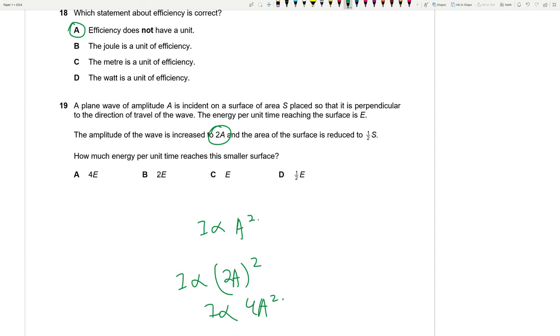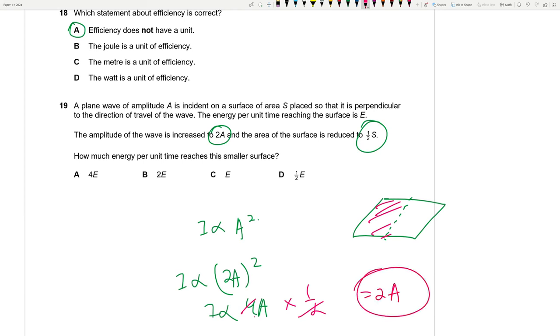Power basically, it's the intensity. So it becomes 4 times due to the increased amplitude, but the area has reduced to half. So even though the intensity has increased by 4 times due to the increased amplitude, due to half the area, we are going to get half of this, because it's proportional to area. So we actually end up with 2E basically. It's going to be twice the original one.